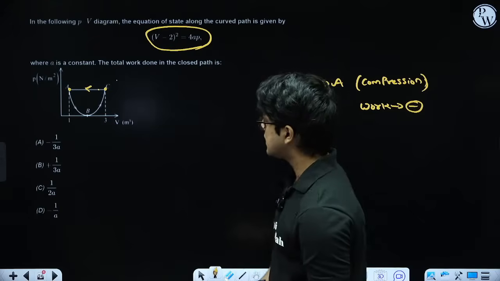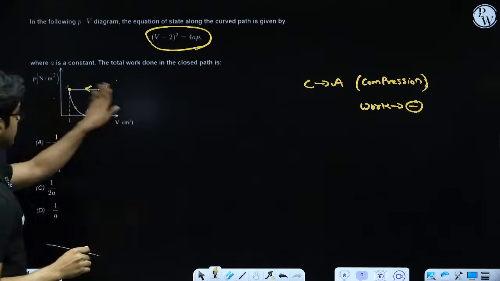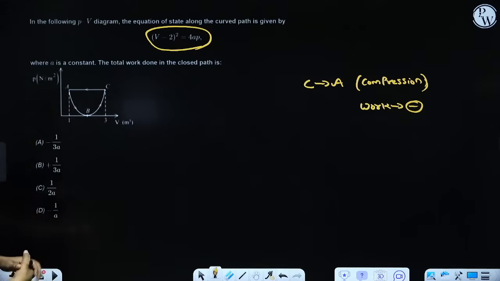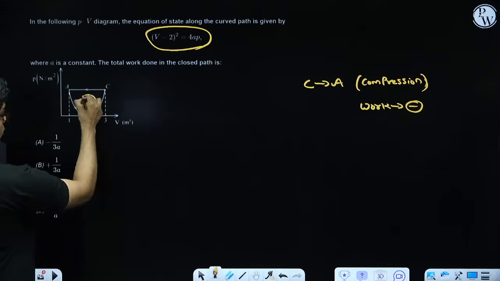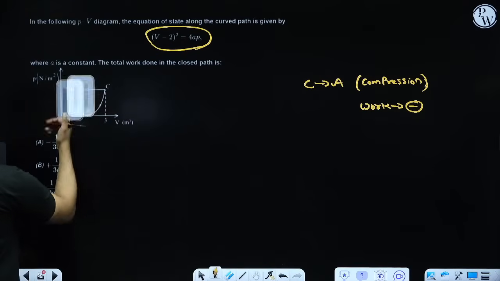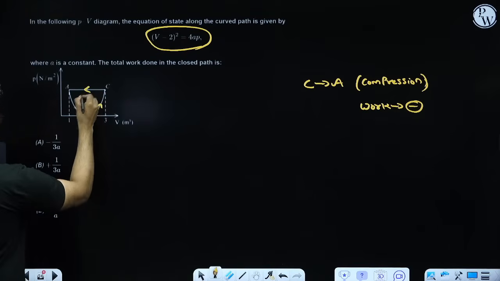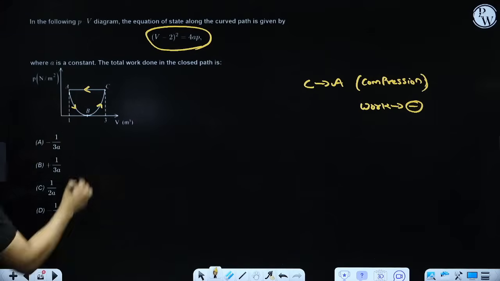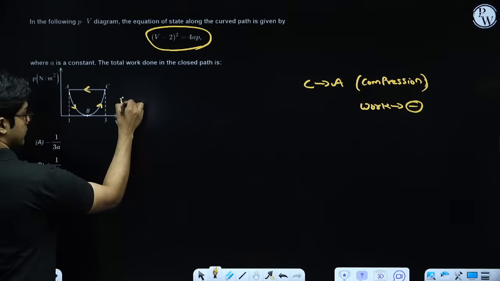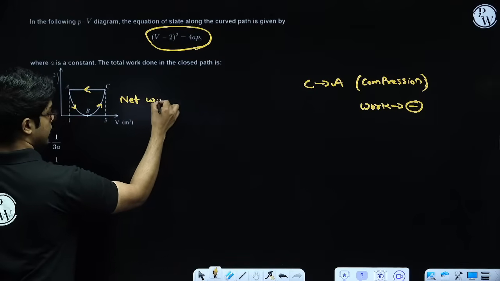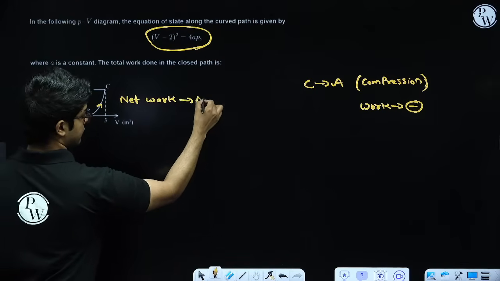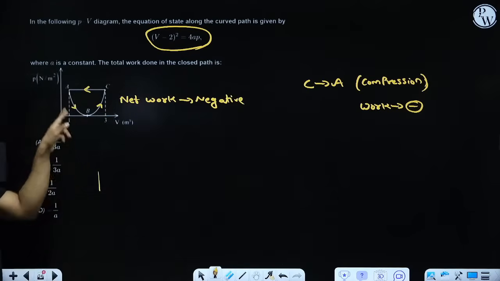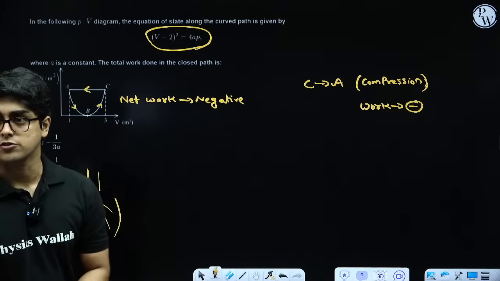So basically the simple trick to understand if the net work will be positive or negative is whether it is in the counterclockwise sense or not. If the closed process is like this, in this case counterclockwise in nature, the net work will be negative. And if it was clockwise, then the net work will be positive.